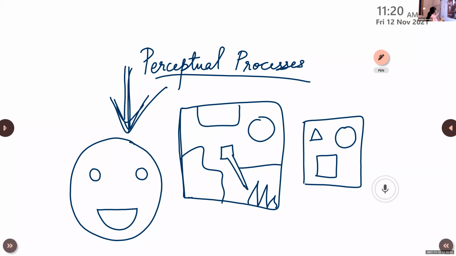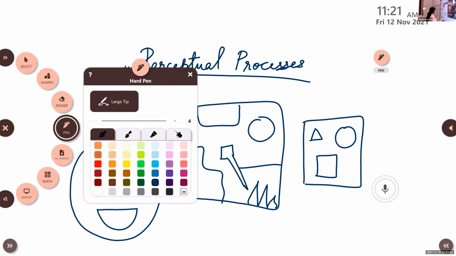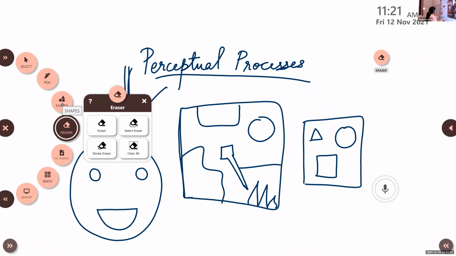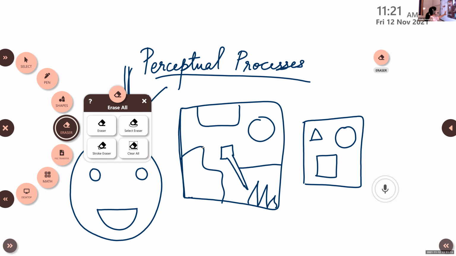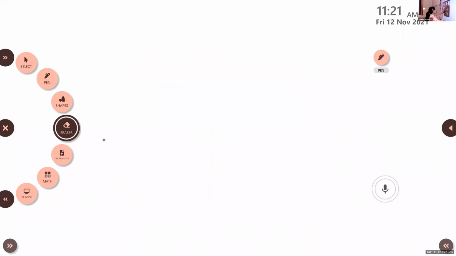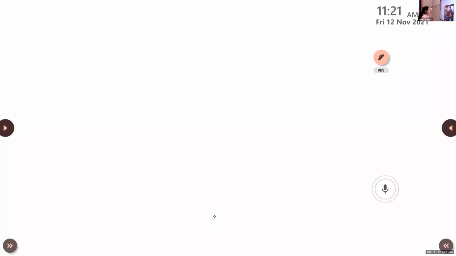Now, what happens in perception is the information comes, the basic information comes. What do we call that information? Anything that evokes a response, what is it called? Starting with S. Stimuli, or stimulus. The stimulus comes from here.